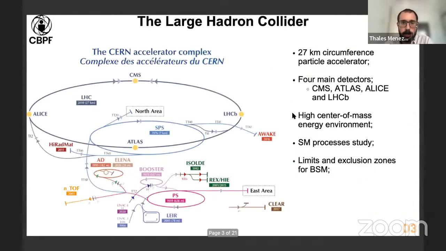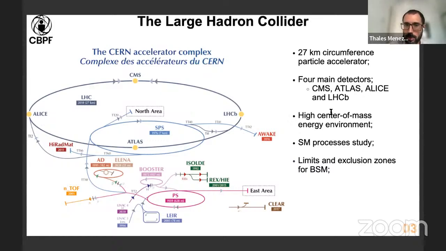So, starting with the LHC, you know that the LHC is a 27-kilometer circumference particle accelerator, which is mainly composed of its four biggest principal detectors: CMS and ATLAS, in the scope of multi-purpose experiments, and ALICE and LHCb, with their respective purposes and objectives. The LHC was developed to provide a higher center-of-mass energy environment to allow the study of standard model processes and, if possible, as a tool to derive some limits and exclusion zones for some of the beyond-the-standard-model processes that we are studying.